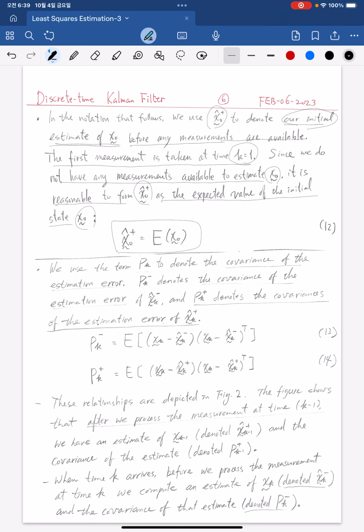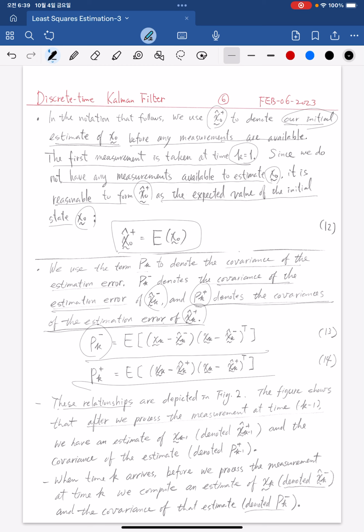We use Pk to denote the covariance of the estimation error. Pk minus is the covariance of the estimation error of xk minus. Pk plus denotes the covariance of the estimation error of xk plus. These relationships are depicted in figure 2.